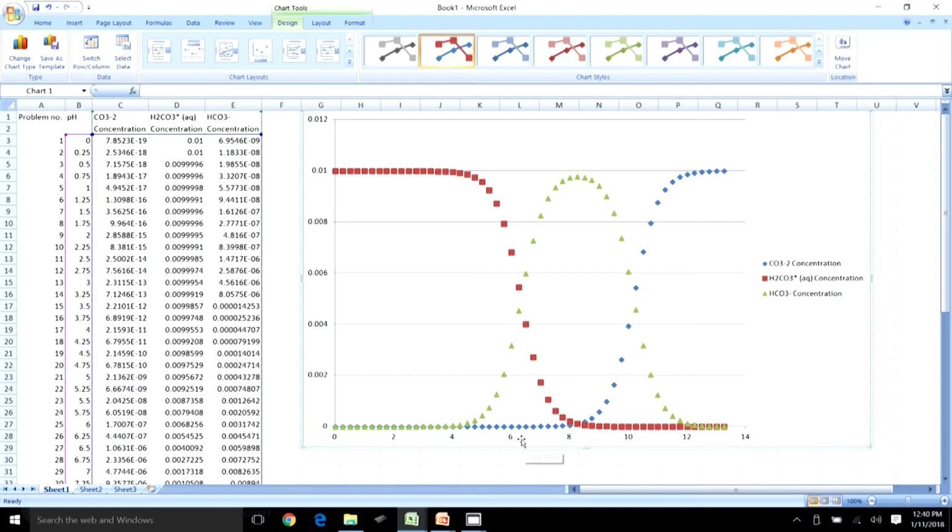And as we keep increasing the pH, if I keep moving further, at pH 8 I see that almost everything is in the form of only HCO3 minus, and there is little to no concentration of CO3 2 minus and H2CO3.